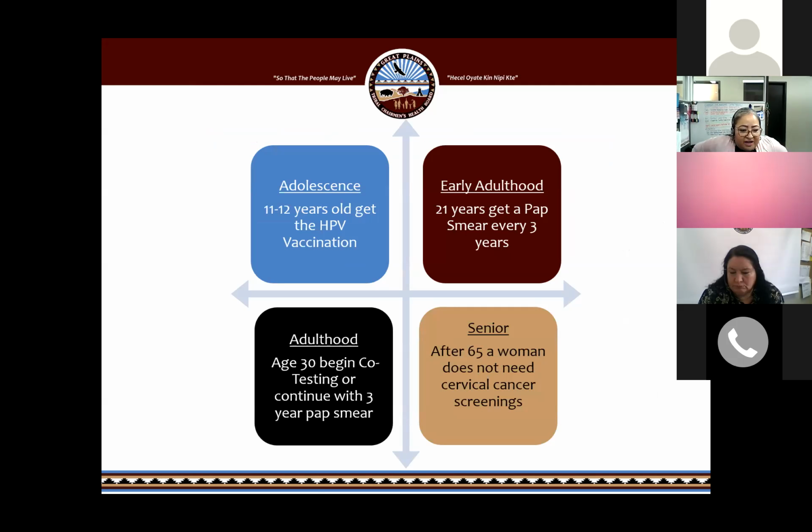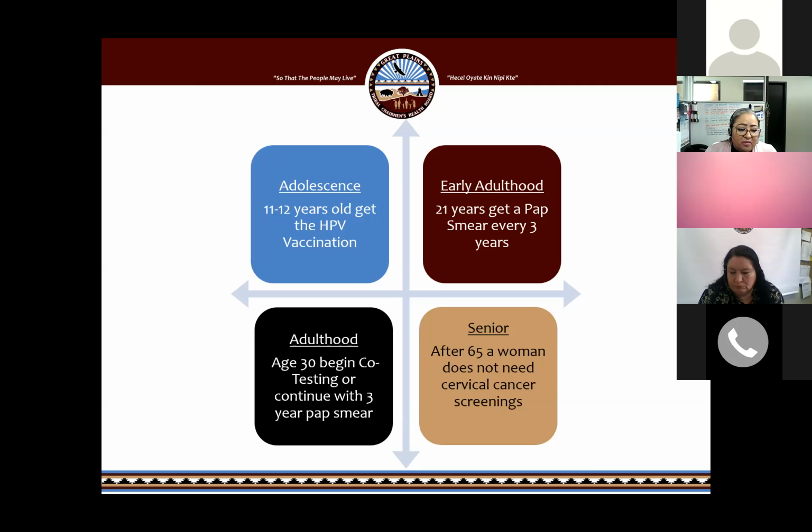How a woman can prevent cervical cancer changes throughout her lifespan. The best way to prevent cervical cancer is to get vaccinated in adolescence. Individuals can get vaccinated through the age of 26 for women and 21 for men, but the vaccine is most effective at 11 to 12 years old.